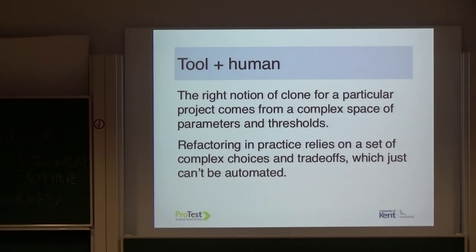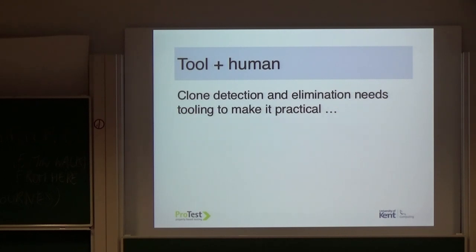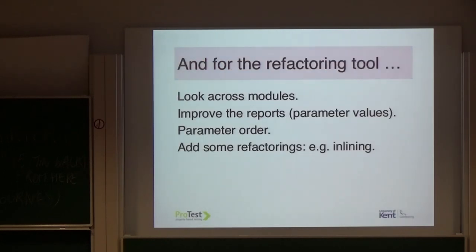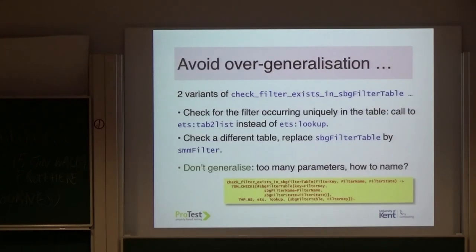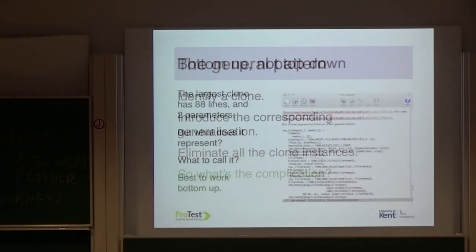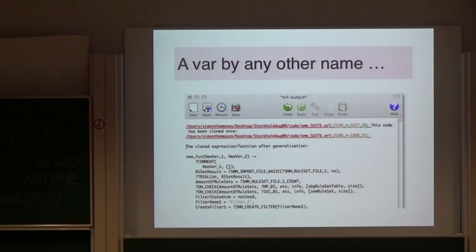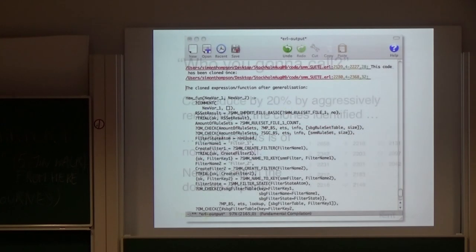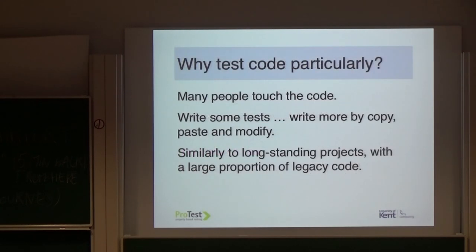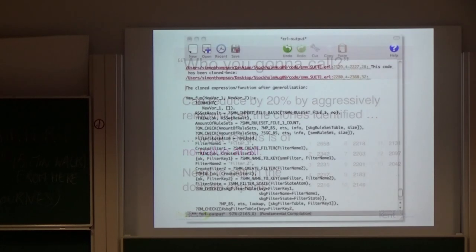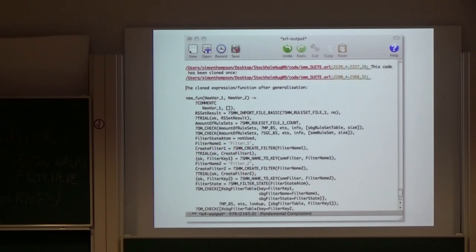Can you show the slide again where you have the list of thresholds you have to choose? Oh, yeah, sure. I'm wondering whether impact might be an interesting threshold, because you might have 5 lines that are repeated 10,000 times, or 7 lines that are repeated only once. Well, one thing I should have explained is that we present these reports in 2 orders. We give you the order of clones by the size of the body of the clone. We also give you the number of times it occurs, so you can search them in those 2 orders.